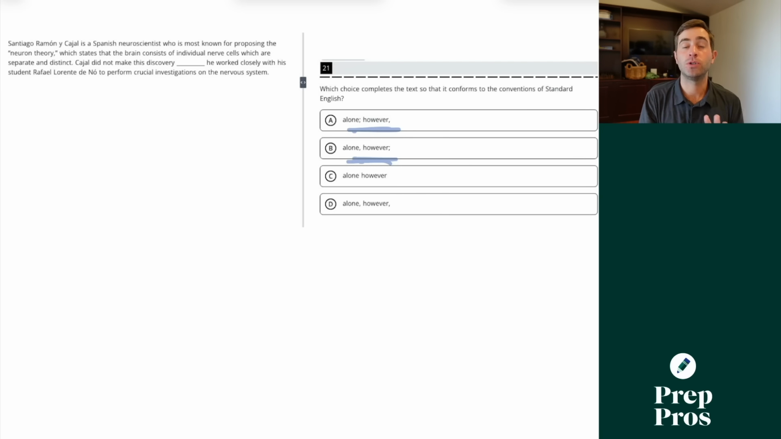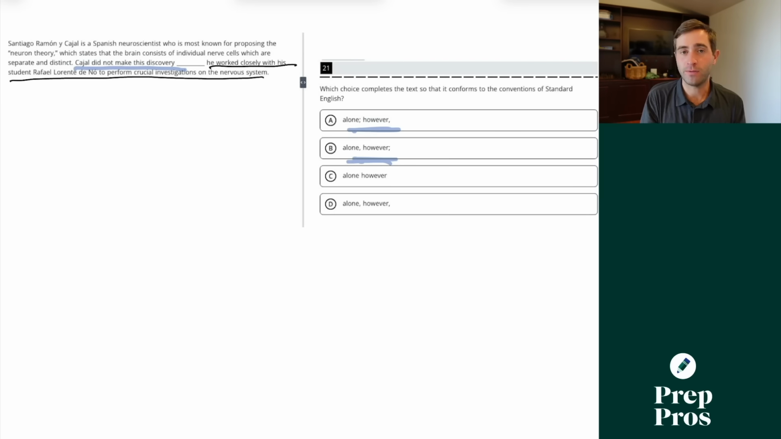Step 1 is going to be to ignore the transition. Step 2 is going to be to check the clauses directly before and after. So Cajal did not make this discovery alone. This is an independent clause. If you are not familiar with the clauses, we will cover these later in the video, so just stick with me for now. But independent, it can stand on its own. Now we'll check after. He worked closely with his student, Rafael Llorente de No, to perform crucial investigations on the nervous system. This is also an independent clause.